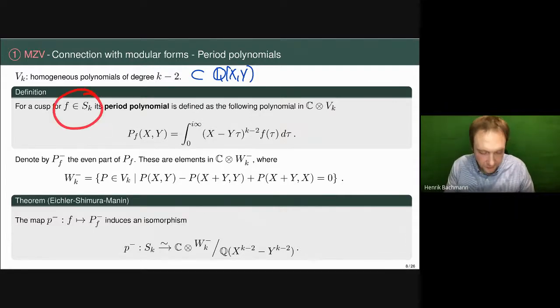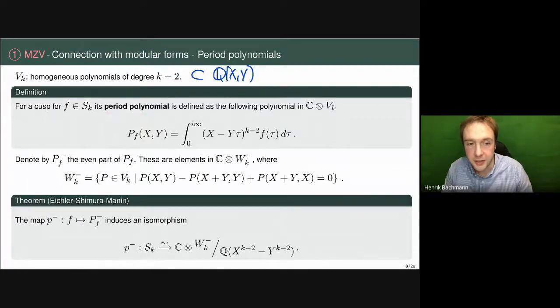And then if I have a cusp form f of weight k, its period polynomial p_f(x,y) is given by the following integral. This is a polynomial with complex coefficients, given by taking this integral from 0 to i∞, so on the imaginary axis, of this polynomial times f(τ). And this converges: if f is a cusp form and I send τ to i∞, then this goes to 0. And this will actually give a polynomial of degree k minus 2 with complex coefficients.